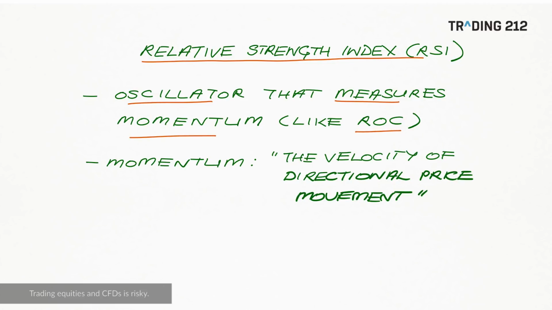And the man who invented the RSI was a chap called J. Wells Wilder. He described momentum as being the velocity of directional price movement. So it's not just whether price is going up or down, it's how fast it is moving up or down.